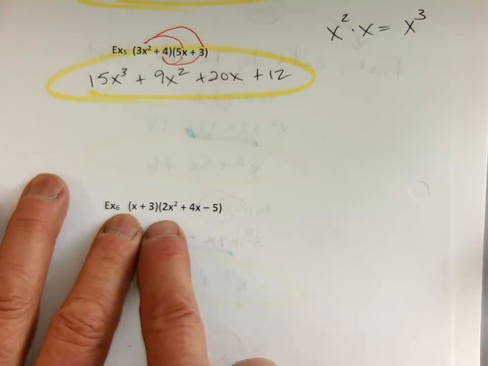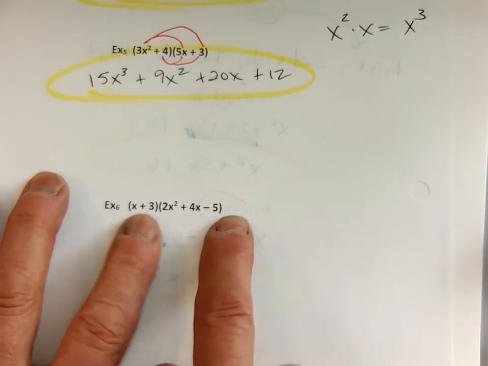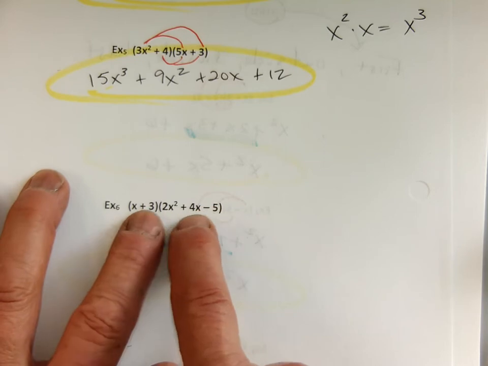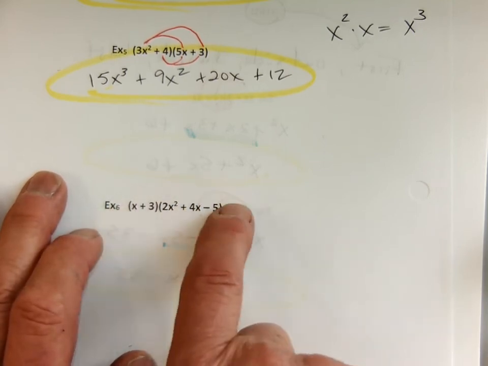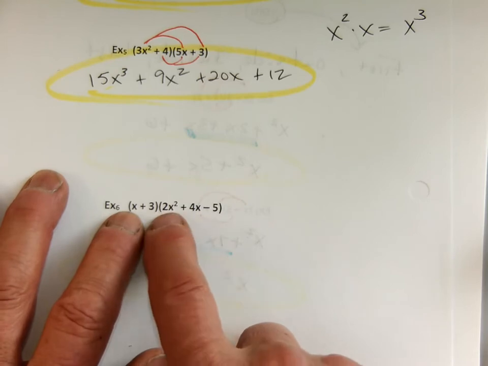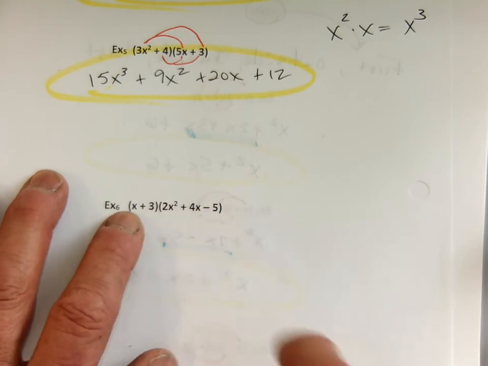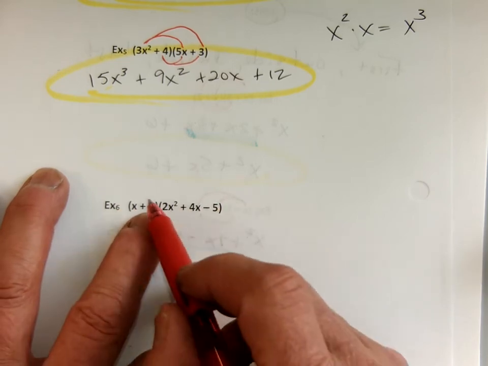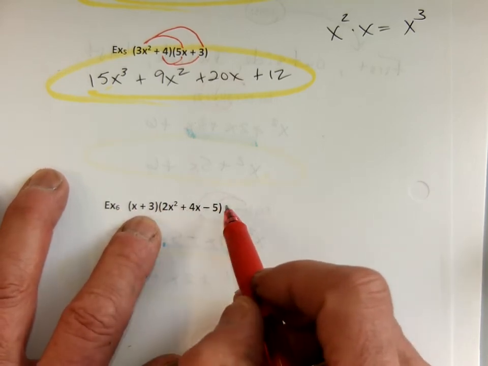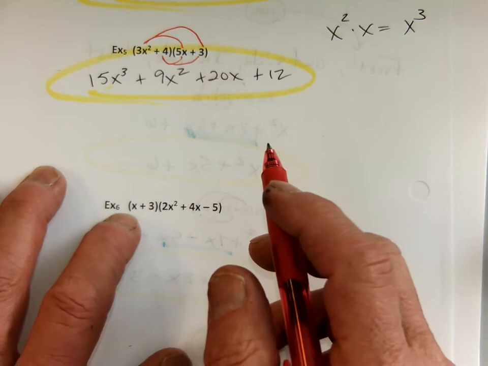Now, example 6 is a great example of why I don't call it FOIL. Because you go first, outside. Well, what about inside is confusing, right? So I like the double distribute, okay? We're going to take this first term times all 3 of these, and we'll take the 3 times all 3 of these, and then we'll simplify. So it's just distributing, isn't it?